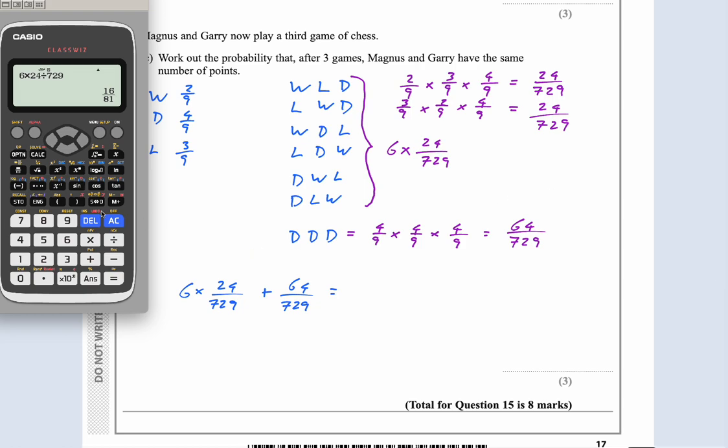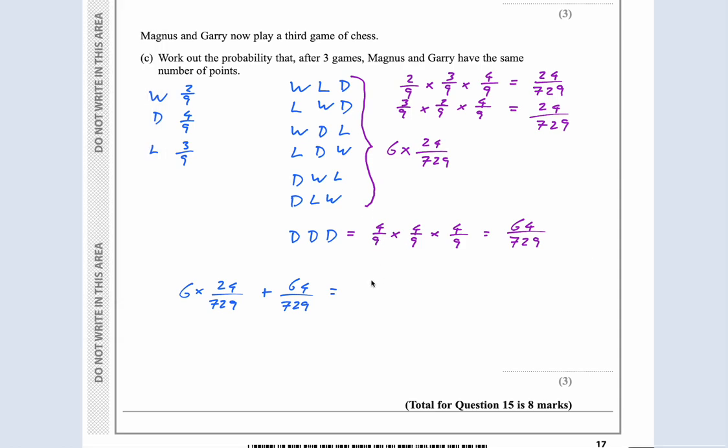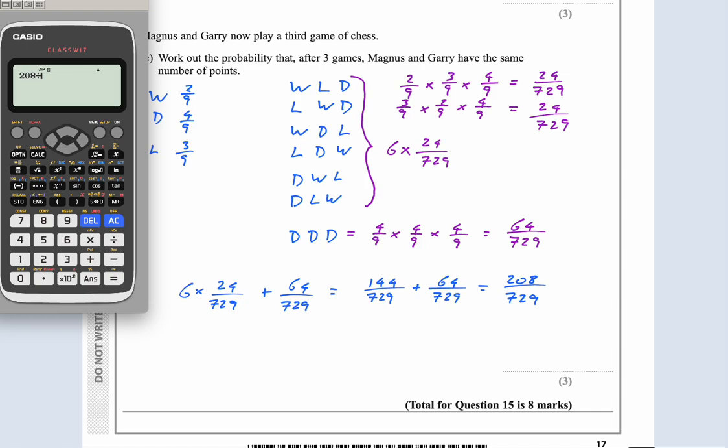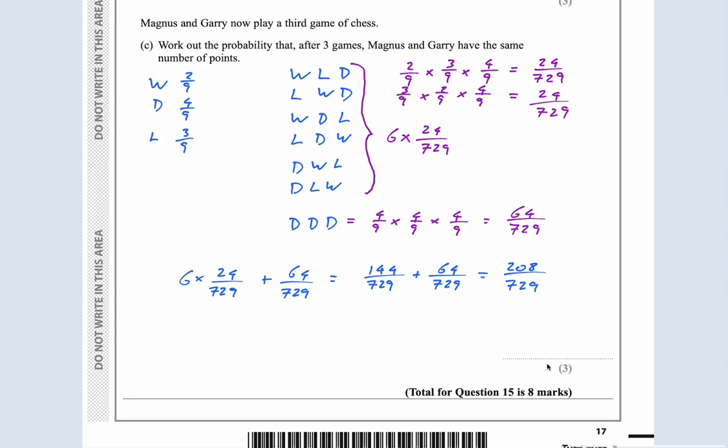Actually, I prefer I didn't simplify. So let's just do 6 times 24 is 144. 144 over 729 plus 64 over 729 is equal to 208 over 729. Now guys, of course you can simplify it if you want, although I don't think it does simplify. If you put 208 over 729, you get that anyway. Okay, so that's the final answer. That is question 15, right?